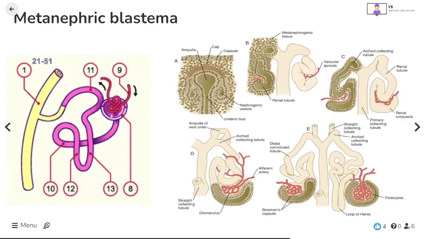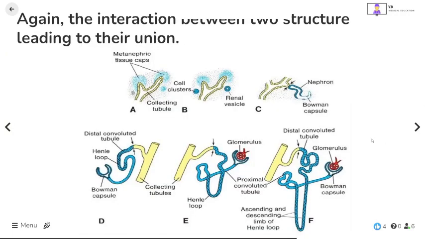Another picture, guys, to remind you, okay? Starting from the glomerulus up till the distal convoluted tubule, this is formed by the metanephric blastema. And this area right here comes from the ureteric bud, which comes from the mesonephric duct. Sorry, I know this is so complicated, but when you get it, you'll never forget it, okay? That's why I kept explaining it.